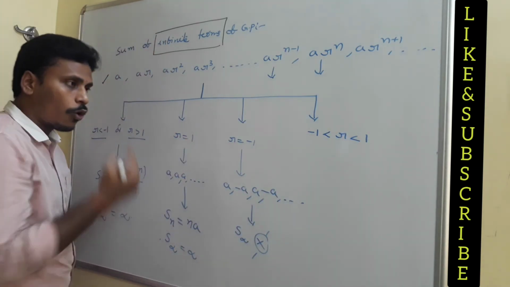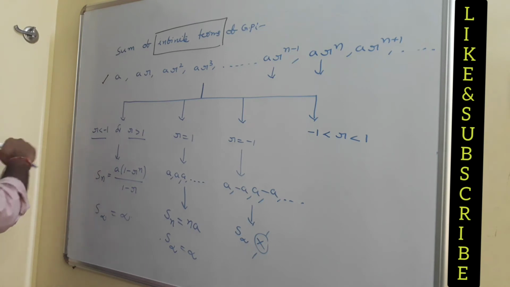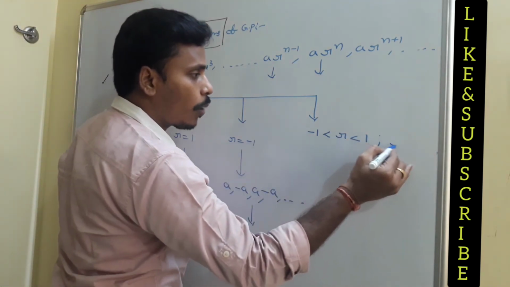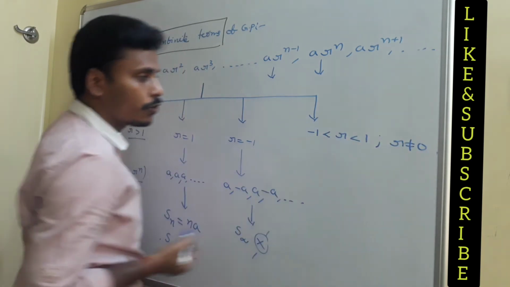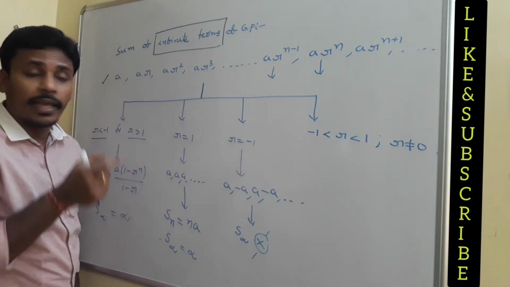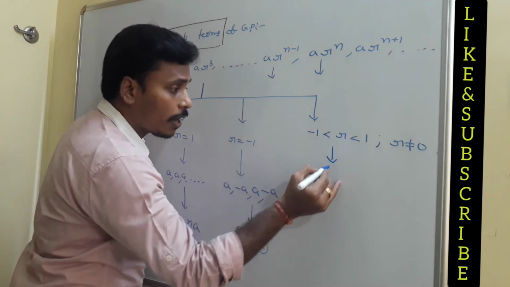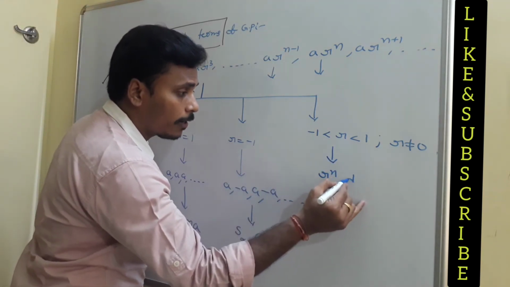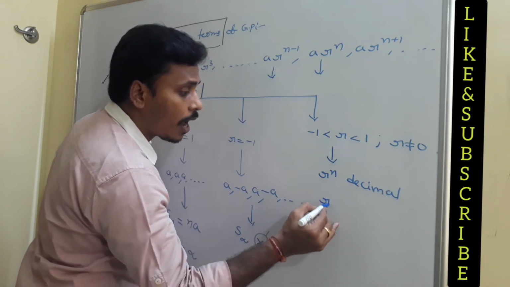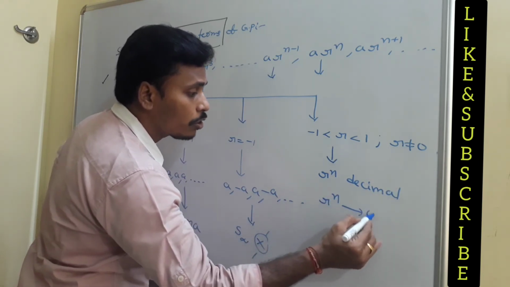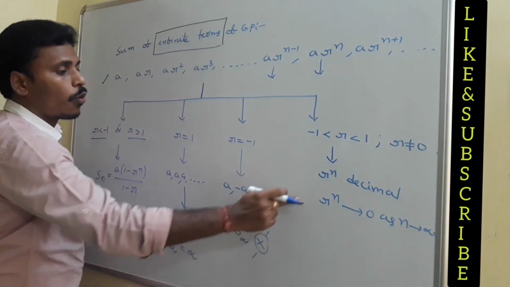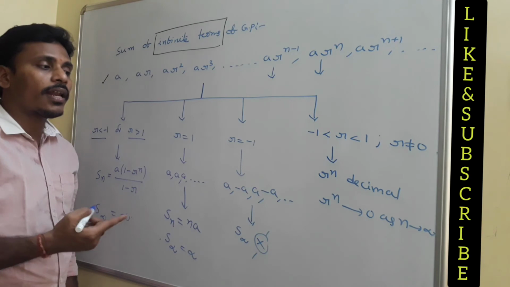R = -1 is already over, R = 1 is already over, R less than -1 and R greater than 1 are over. Now the R value is in between -1 and 1, and that R value is not equal to 0. See here, if you think about that R value, it is in between minus 1 and 1. Clearly r power n value is a decimal, right? Since r power n is a decimal, r power n is almost equal to 0 as n tends to infinity. If you raise that power, your r power n is almost 0.